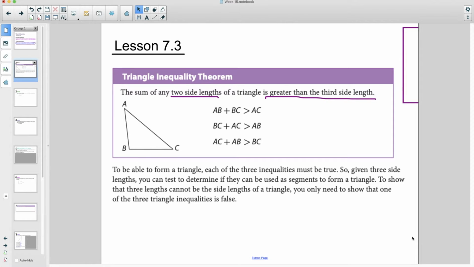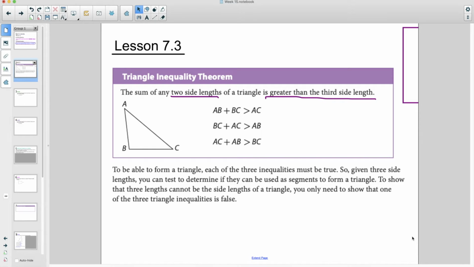Okay, to show that three lengths cannot be the side lengths of a triangle, you only need to show that one of those inequalities is false. So if you're setting them up to test, if you get it on the first try, if it is not a true statement, you're done. They cannot form a triangle.